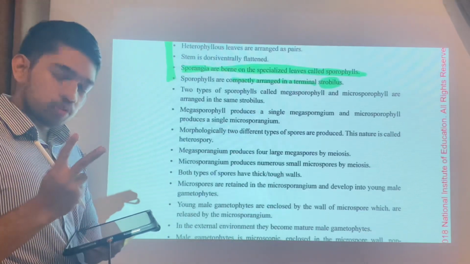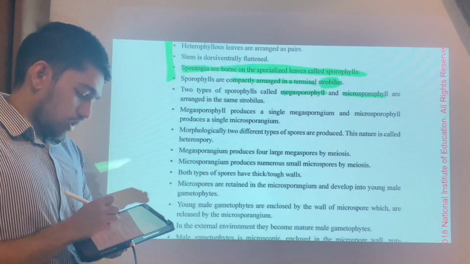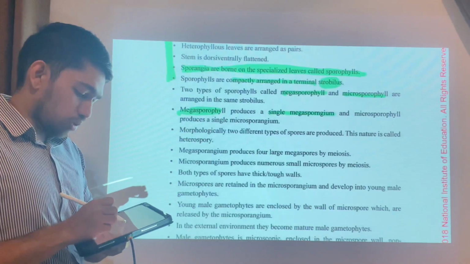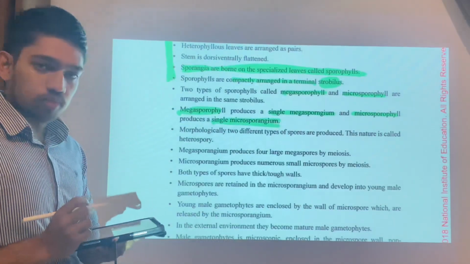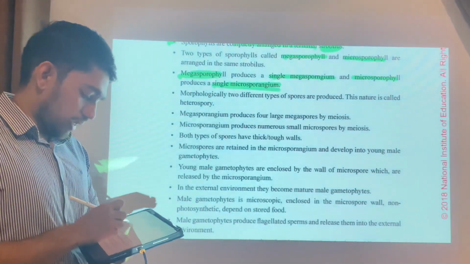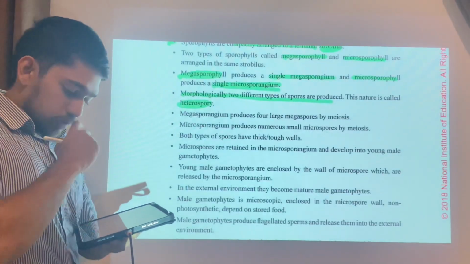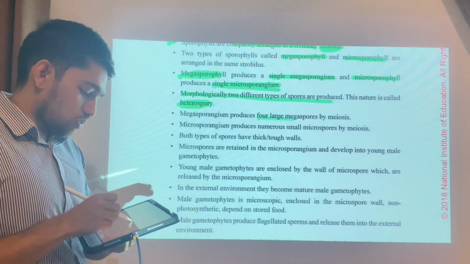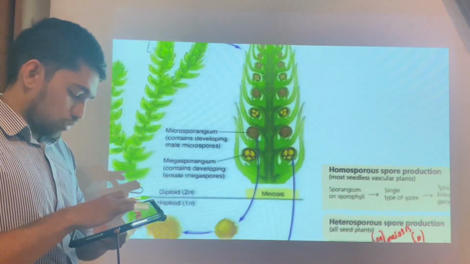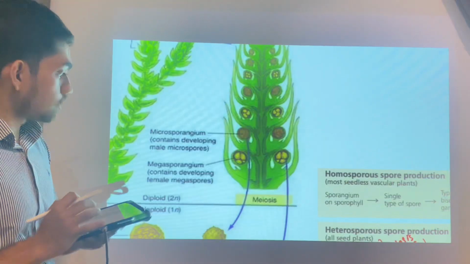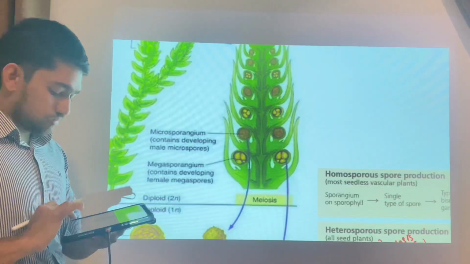Then again, there are two types of sporophylls, megasporophyll and microsporophyll, right? In the same strobilus. Megasporophyll produces a single megasporangium, right? And a microsporophyll produces a single microsporangium. Okay? So they are heterosporous because there are two morphologically different types of spores. Then the megasporangium produces 4 large megaspores by meiosis. See, in each megasporangium, you can see 4 large megaspores are produced by what cell division? Meiotic cell division.